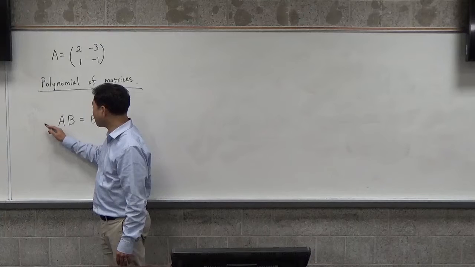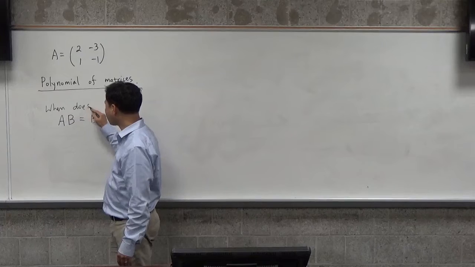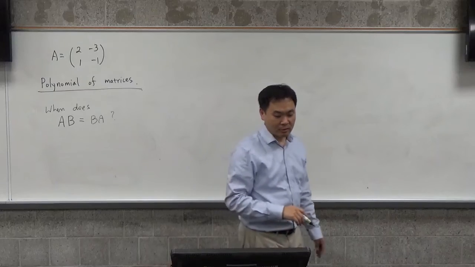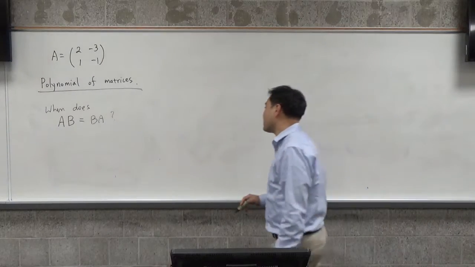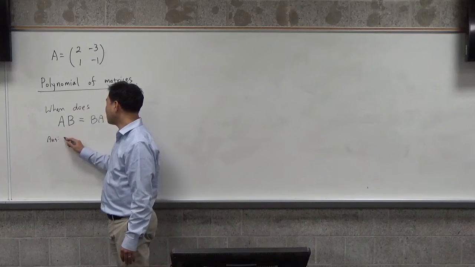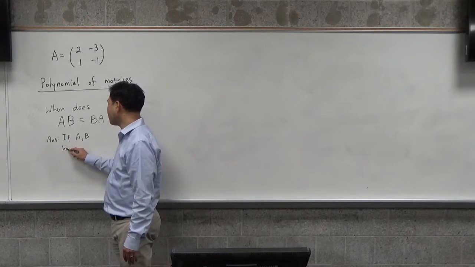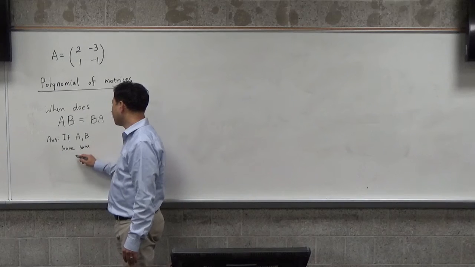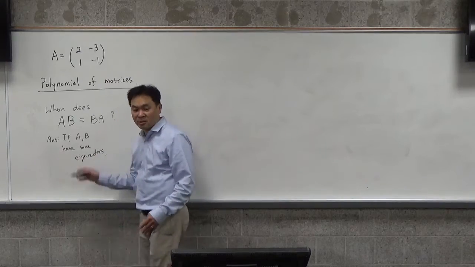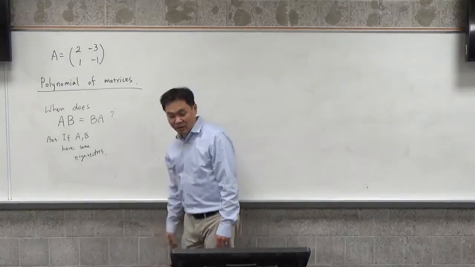The question is, when does AB equal BA? There's an answer that you wouldn't understand at this point. The answer is, if A and B have the same eigenvectors, or another way to say it is that they're simultaneously diagonalizable. But we didn't even go through eigenvectors yet.